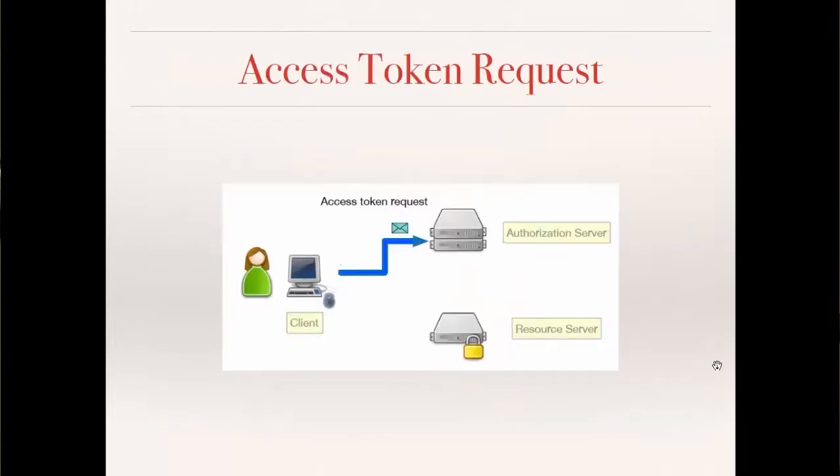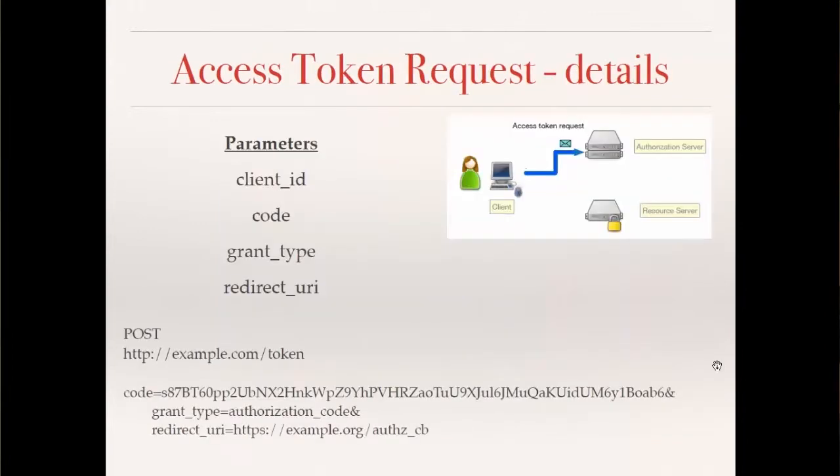Then you take this code, and you send it to the authorization server again, but you send it to the token endpoint. So not the authorization endpoint anymore, but the token endpoint. And what you send is the client ID again, the code that you got from the authorization endpoint, the grant type, and the redirect URI. And the redirect URI is supposed to be the same as you had when you sent the authorization request.